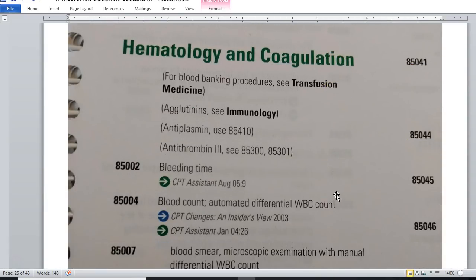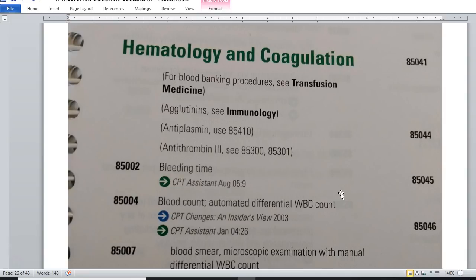Now we get to hematology and coagulation. Again, no guidelines. But this is talking about exactly what it says. So hematology, the study of blood. So this is going to be white blood cells, red blood cells, platelets, all the other components that help the bloodstream continue to do its job, and also all the components that deal with coagulation.